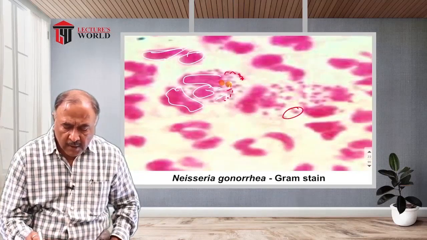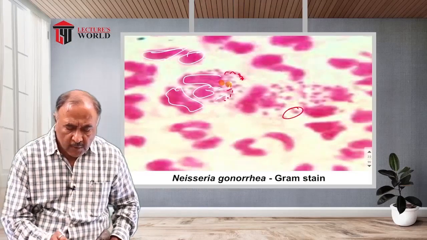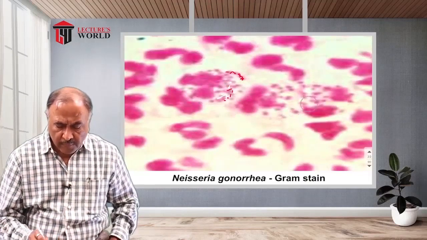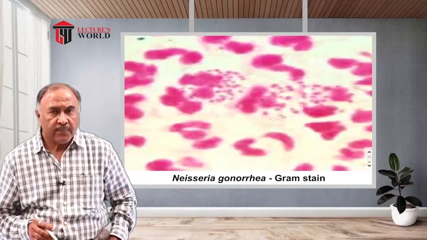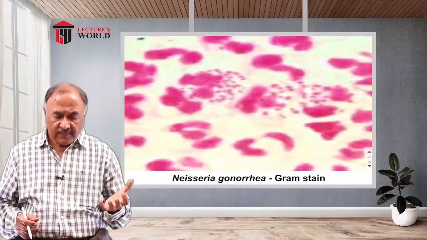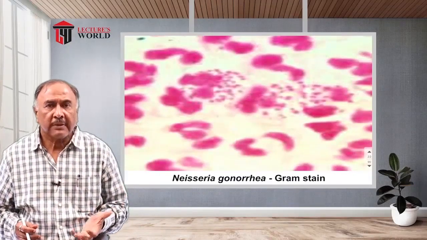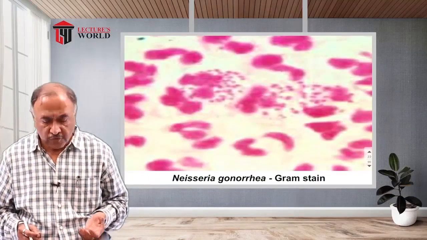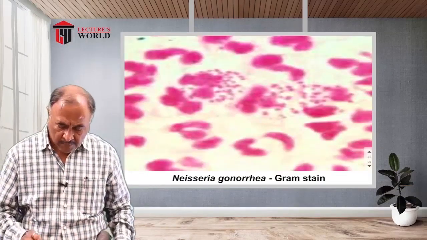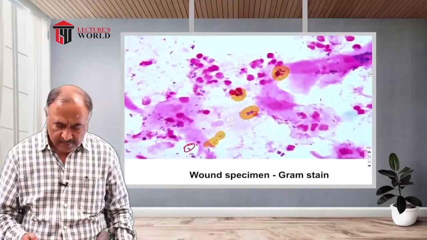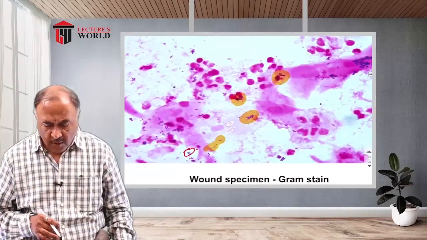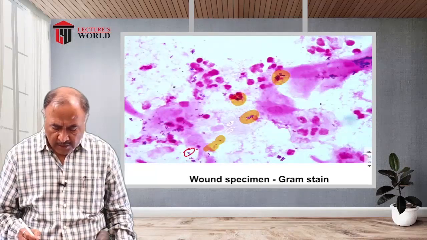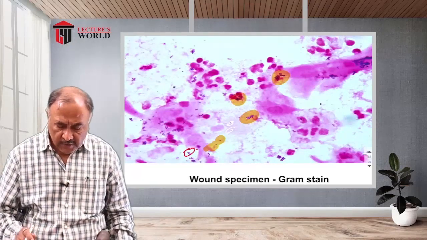is basically various neutrophils, large pink cells, because this is prepared from a pus sample. Pus sample showing various neutrophils. Same case is here. This is a wound specimen where you can observe cocci as well as short rods together, and you can see various neutrophils in this slide.